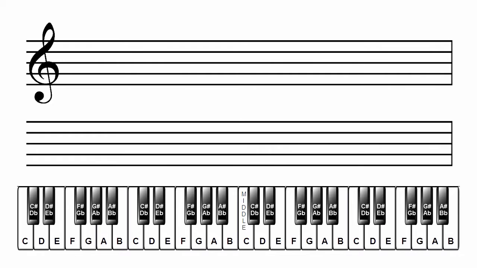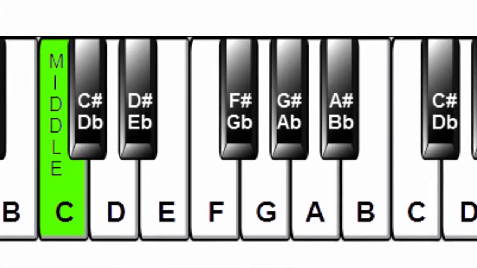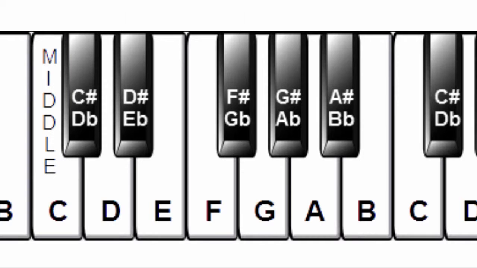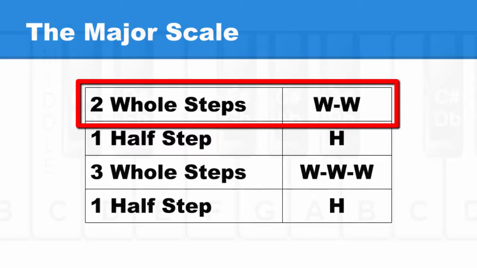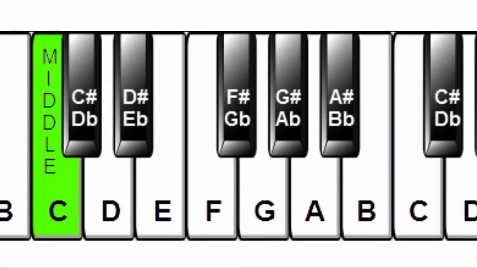For the first scale, let's start on C. Middle C in this case. We'll be making the C major scale. The first thing we want to do is go up 2 whole steps. Since we're starting on C, what note would be the first whole step up? Answer: D. D is 1 whole step up from C. C, D.